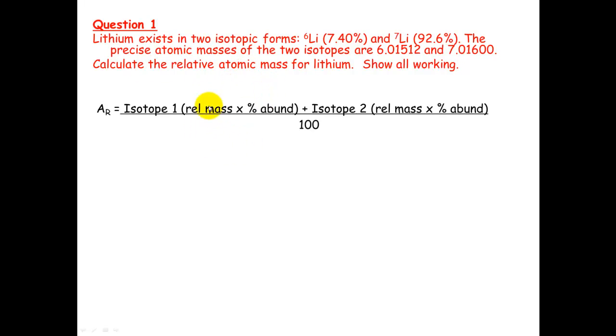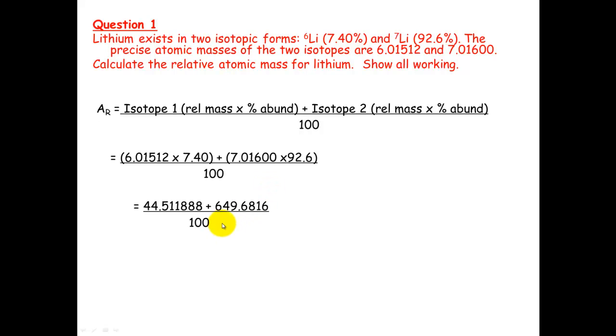So we use the formula again. Lithium 6 relative mass is 6.01512 multiplied by its abundance, which is 7.40, plus lithium 7's details, so relative isotopic mass of 7.01600 times its percentage abundance, which is 92.6. Divide all of that by 100 and you get 6.94.